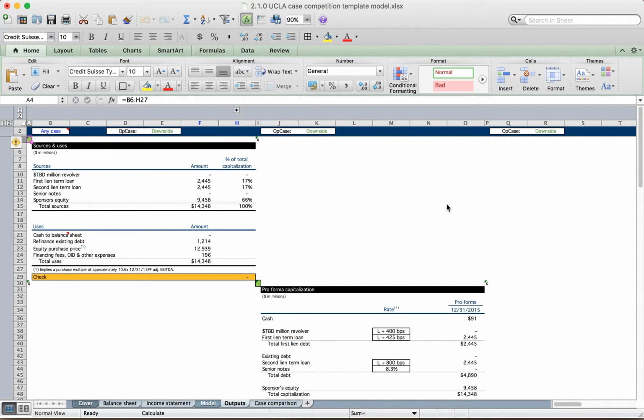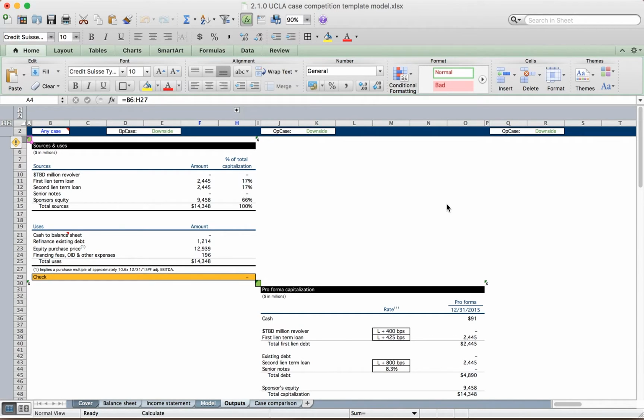So one of the things you want to pay attention to on this table is the percent of total capitalization, just to make sure that you do have healthy amounts of equity and debt, and that your debt tranches are spread out how they should be.